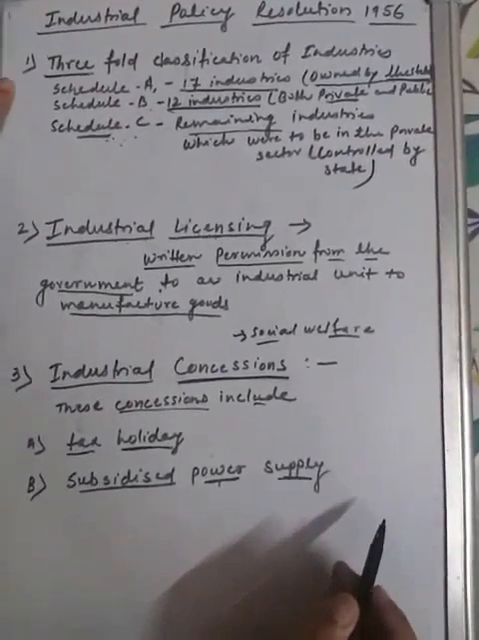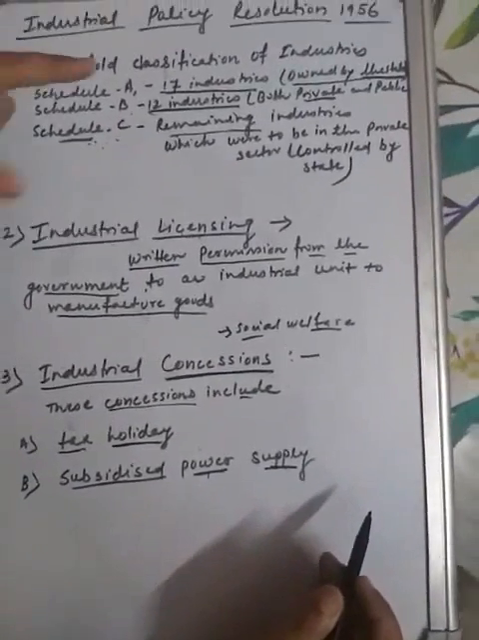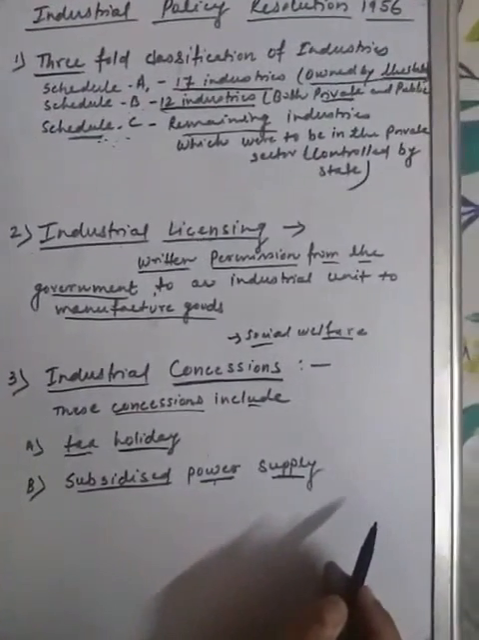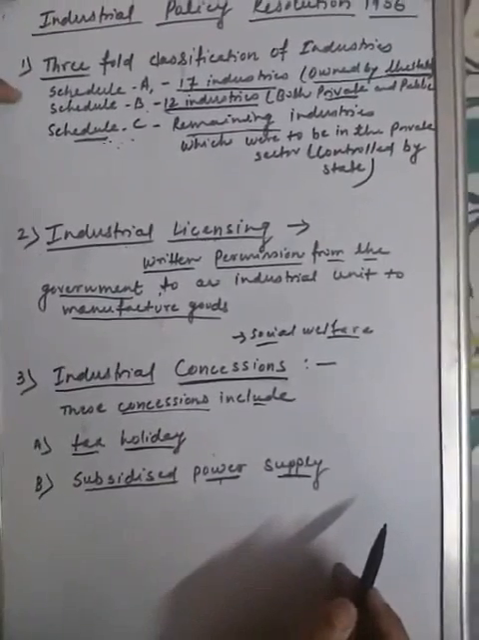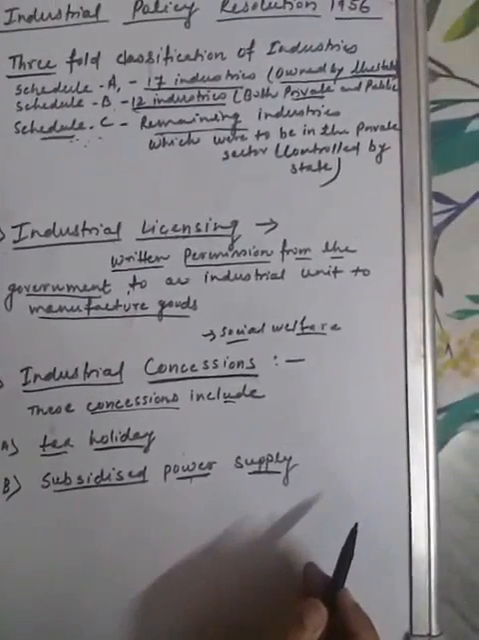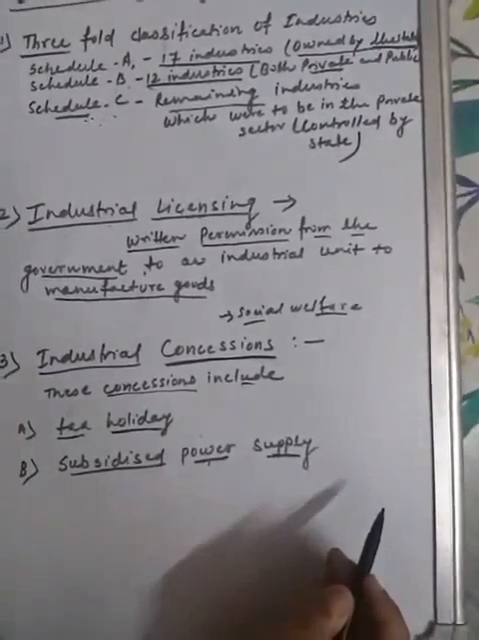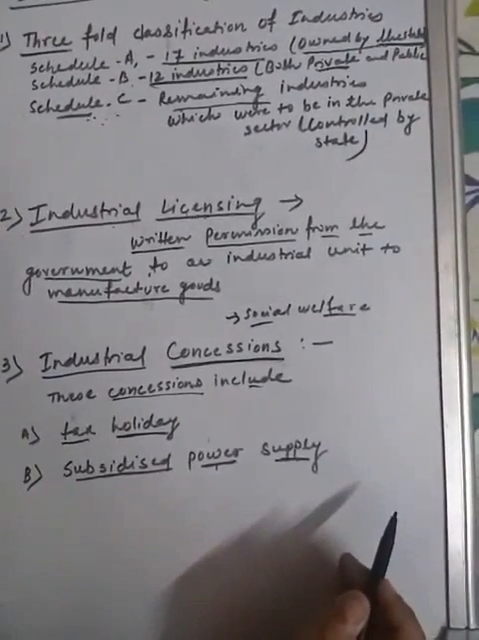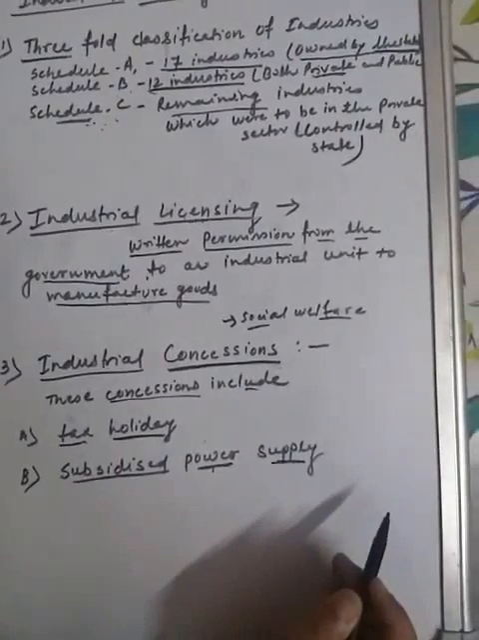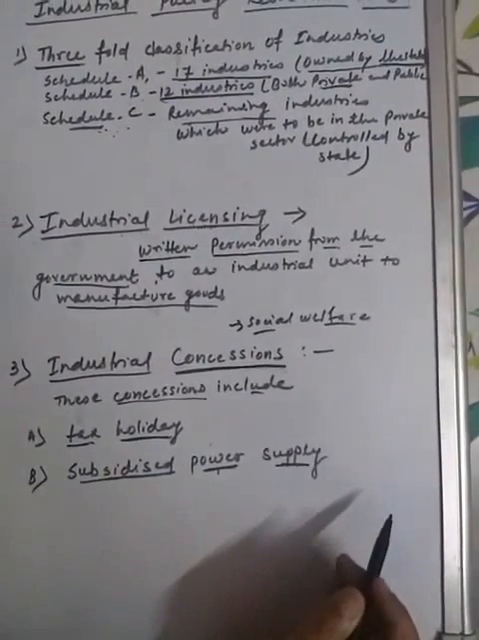The first one, threefold classification of industries. It means industries were classified into three categories. Second one is industrial licensing. And what are the provisions in industrial licensing that I have discussed, again I am repeating it.